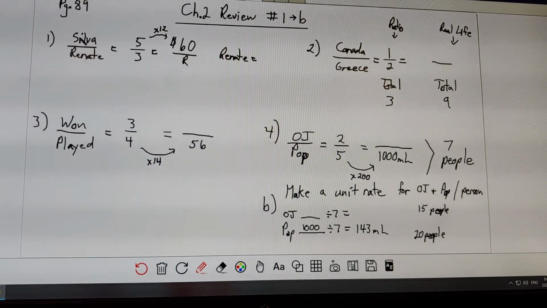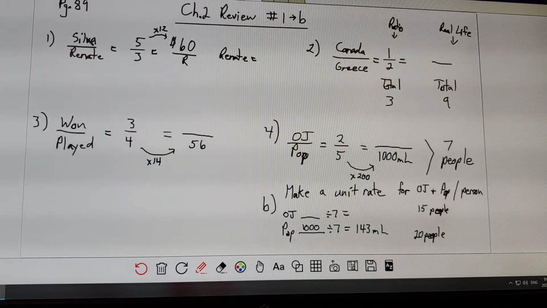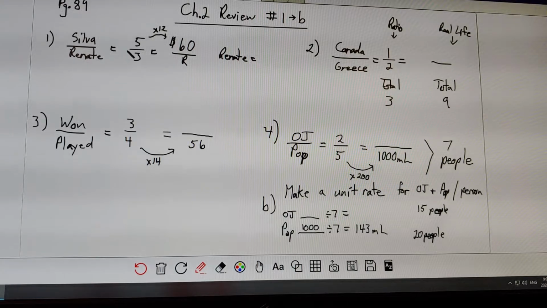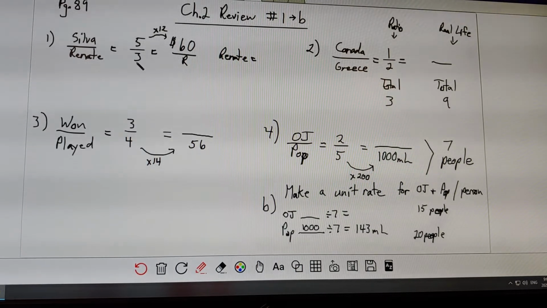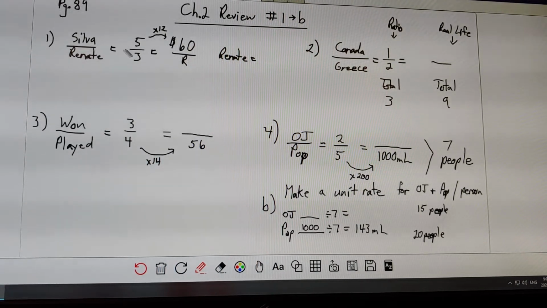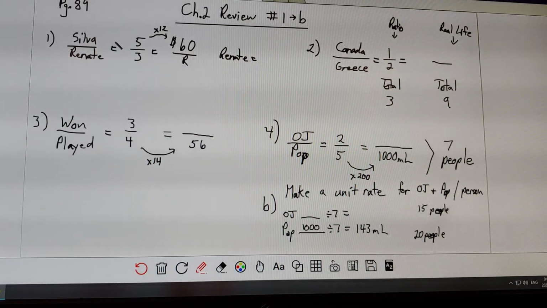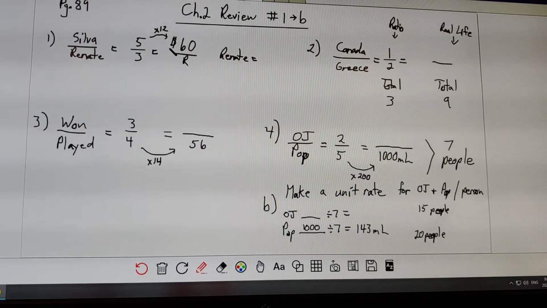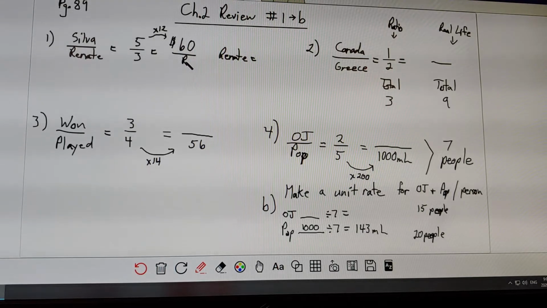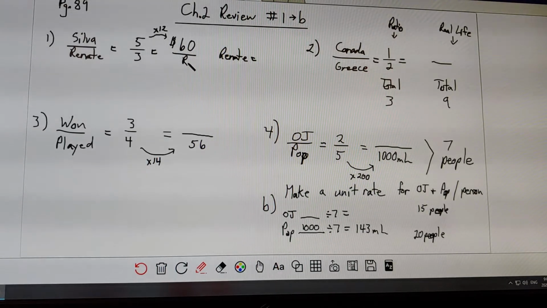And I kept hammering over and over in class, name your ratios so you know which number belongs to what. So we know Silva is represented by 5, Renate's by the 3. Okay. Then it told us Silva's share was $60. So we would say Silva to Renate equals 5 to 3 equals $60. Where does that go? Well, it told us Silva. So we know that the 60 and the 5 go together. So then we're left with 5 to 3 equals 60 over a blank here, which is representing how much Renate got in real life.